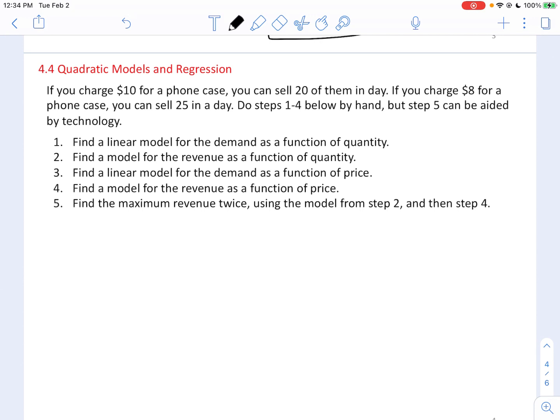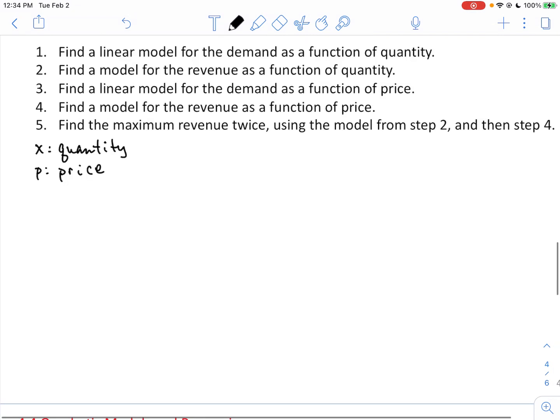We can say X is quantity and P is price. To do step 1, we want to make a table that relates the data here.